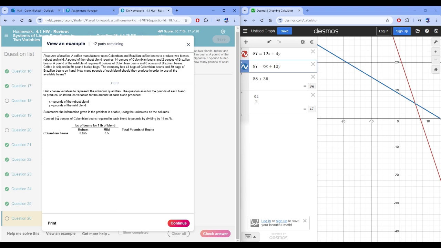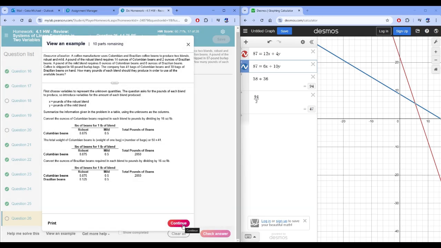All right, so let's see. Convert the ounces of Colombian beans required by dividing each number by 16 to get the weight in pounds. Okay. Then your Colombian beans are gonna go. Oh, it's gonna be how much of each one. So this would be how much of X, this would be how much of Y, and then the total pounds of beans because you'd multiply them.